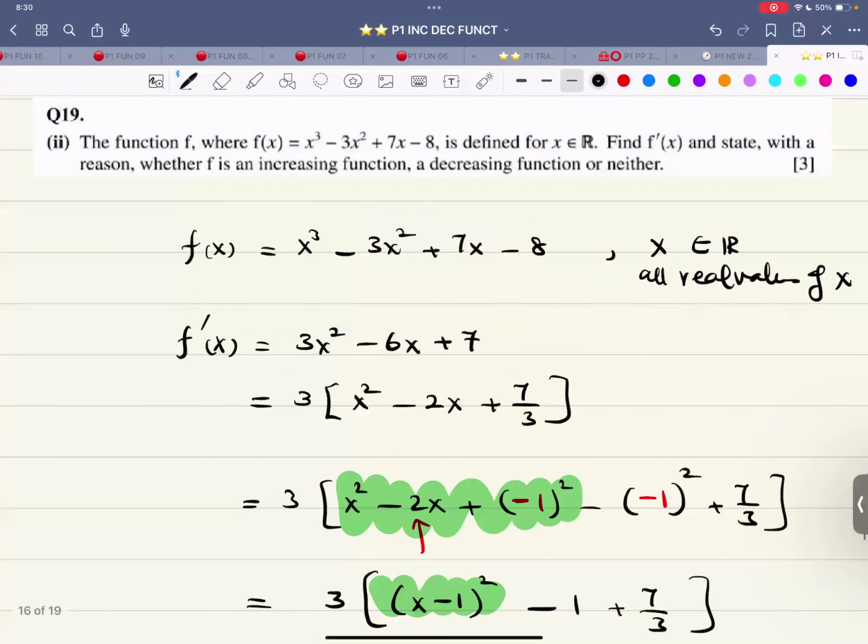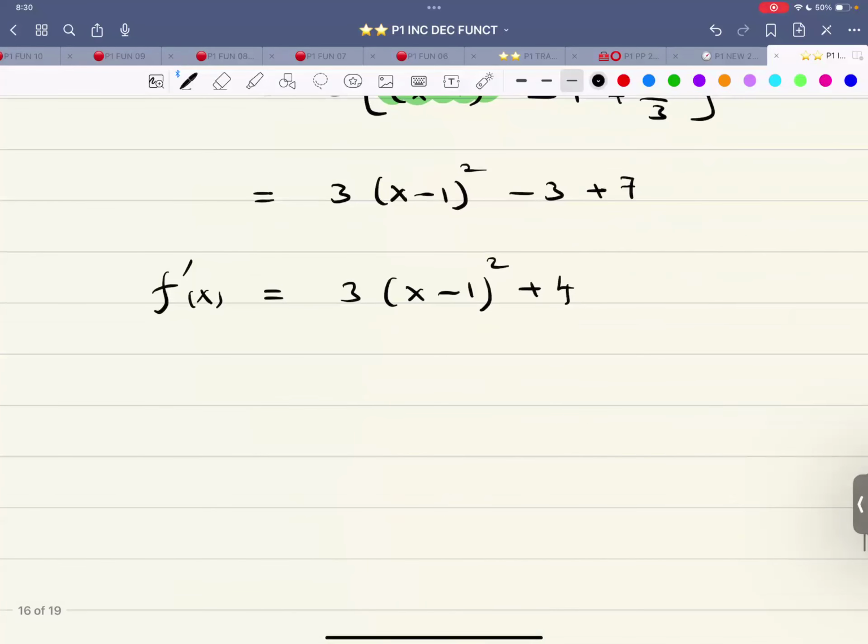It says it's for all real values. Again, the focus is on this one, that is (x minus 1) whole square. This thing can be 0. This thing can be positive. We cannot say it's out of the domain. Yes, it's a possibility for x equal to 1. It can be 0. It's part of the domain.